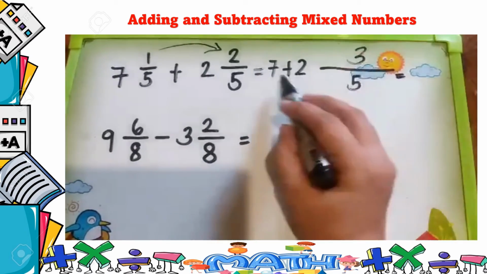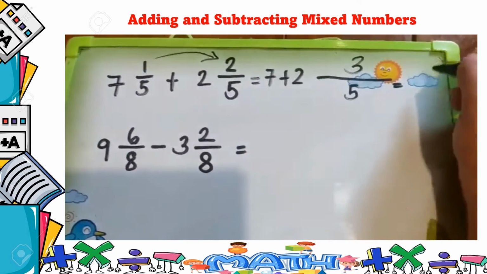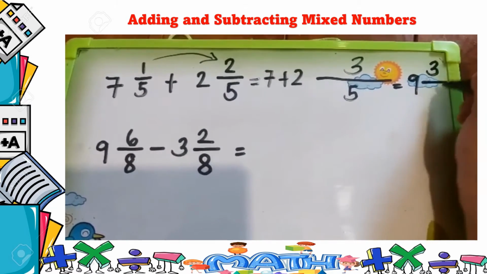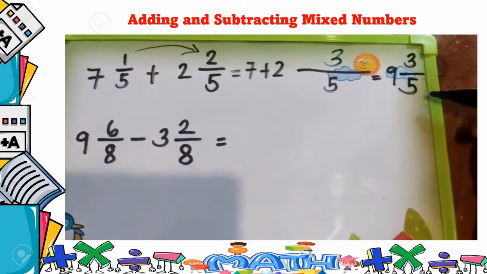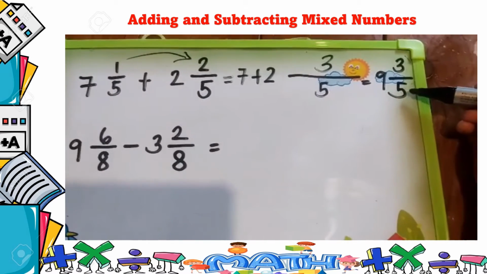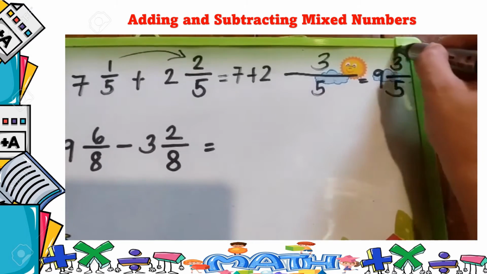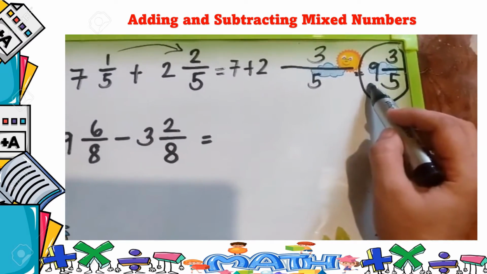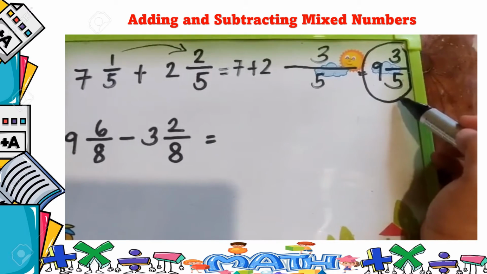And then let's now add the whole number. So 7 plus 2 is equal to 9. And then 3/5. So again, reduce your answer to lowest term. So because 3/5 has no common factor, it is now the final answer. The final answer is 9 and 3/5.